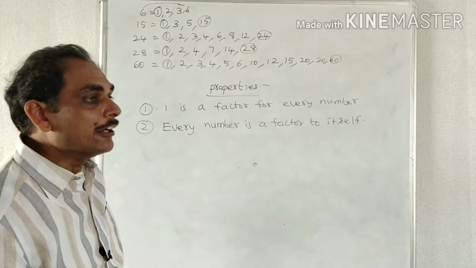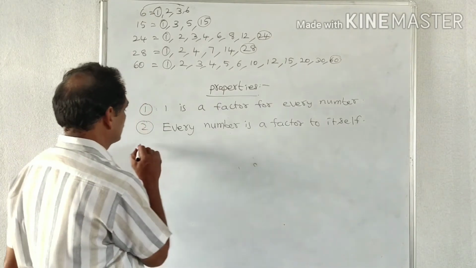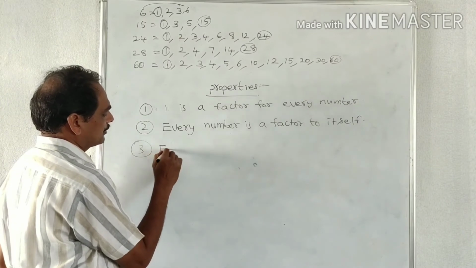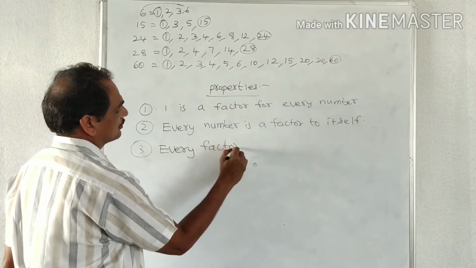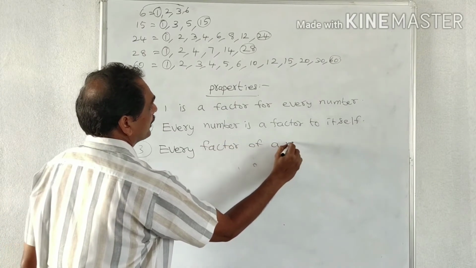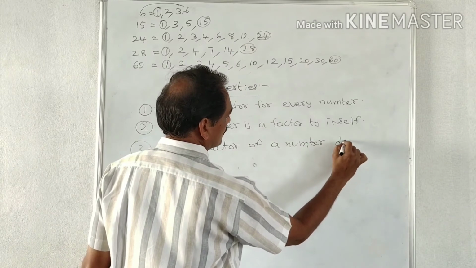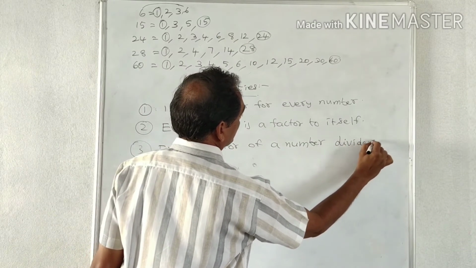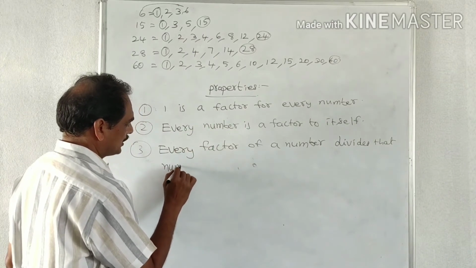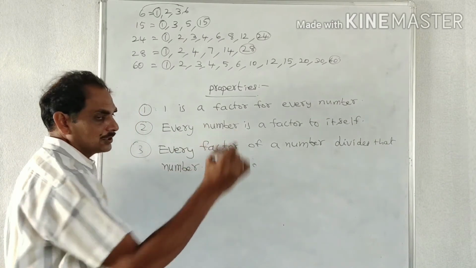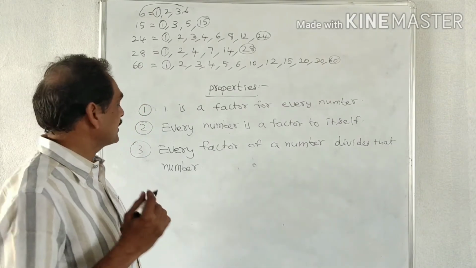Next, every factor of a number divides the number. Third, every factor of a number divides that number. This is the third property. So every factor of a number divides that number.